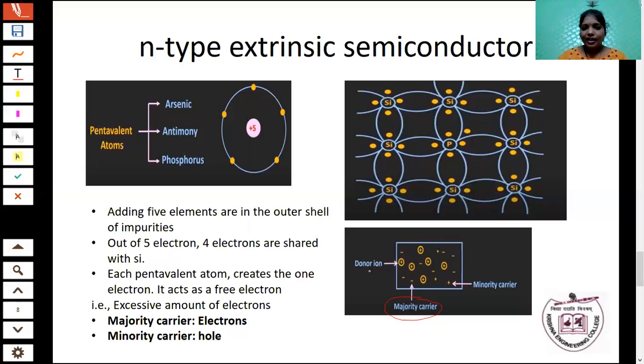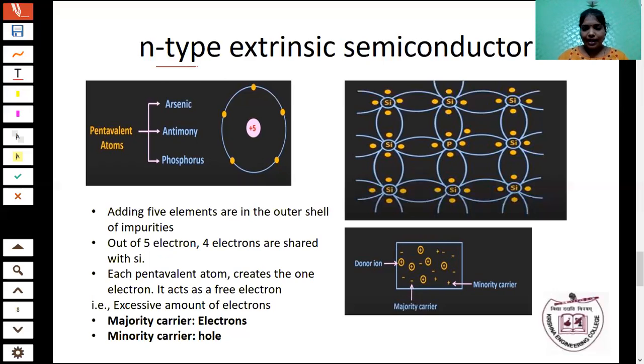Here the atoms are called donor ions. Why is it called a donor? Because it is donating a larger number of electrons. But in the case of p type, it has a hole. That hole accepts the electron from the neighboring atom. But in the case of n type extrinsic semiconductor material, it has more electrons, and the electron is donated to the neighboring atom. So it produces a larger number of free electrons.